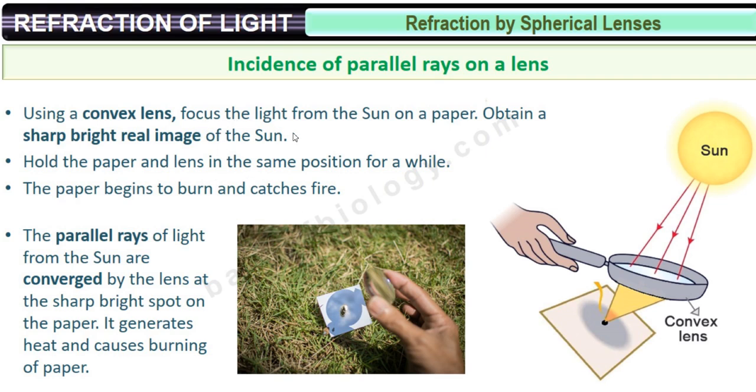Using a convex lens, focus the light from the sun on a paper. Obtain a sharp, bright, real image of the sun. Hold the paper and lens in the same position for a while. Paper begins to burn and catches fire. The parallel rays of light from the sun are converged by the lens at a sharp bright spot on the paper. It generates heat and causes burning of paper.